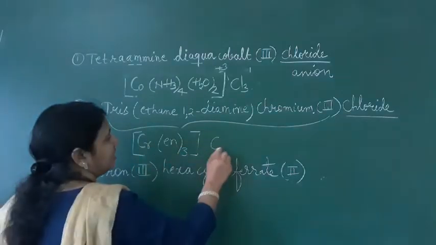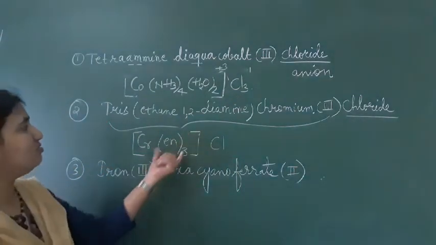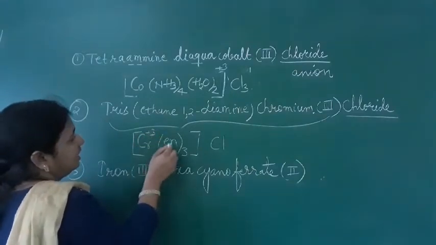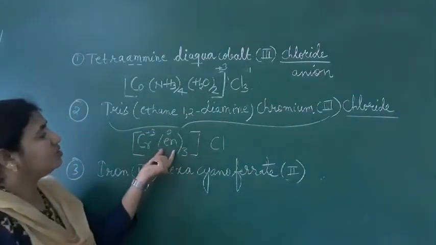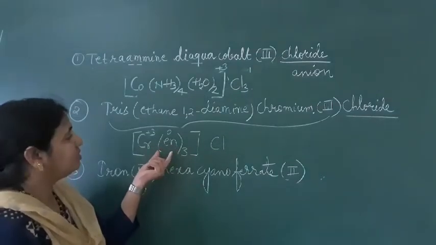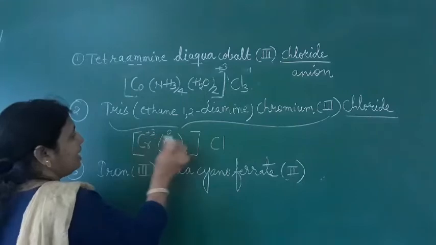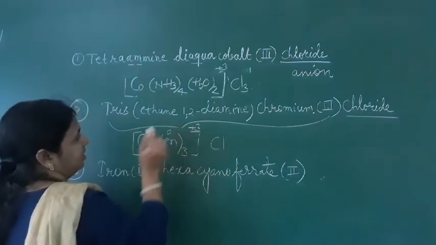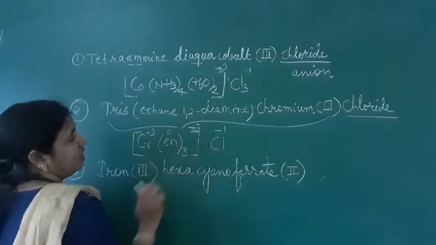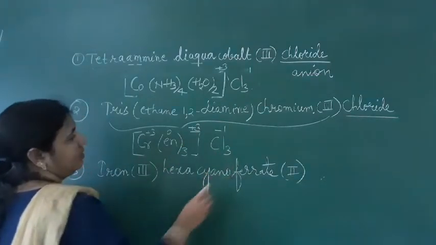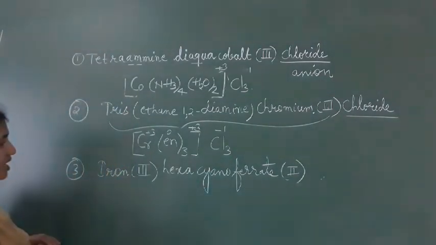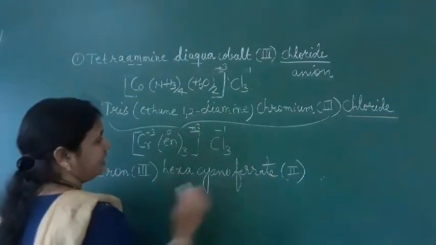Next here write down Cl. Now what is the charge on this complex? We have to find out. This is 3, oxidation state 3 given. En, ethane 1,2-diamine, charge is 0 because it is a neutral molecule. So that's why on this complex, what is the charge here? 3 here. On chloride, -1. So if we crisscross, what we will get here? Cl3.